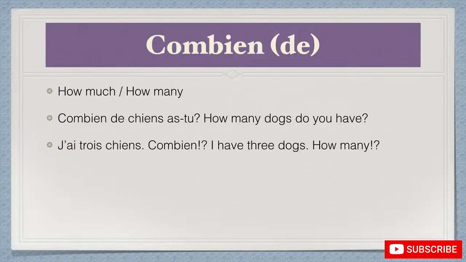Combien de, which is how much or how many. Combien de chiens as-tu? How many dogs do you have? Combien de chiens as-tu? J'ai 3 chiens. I have 3 dogs. So you always have to say combien de when you're doing a regular question. However, if you're just saying how much or how many, and that's the end of your question, then you can just say combien and leave it at that.